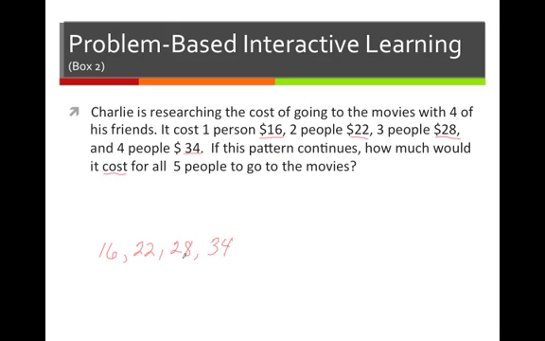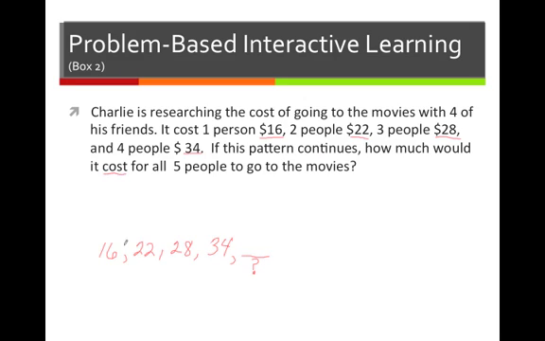Okay, 16, 22, 28, and 34. These are the prices for the people to go to the movies. Now the question that we have is asking us about the last cost. This is the one that we don't know.